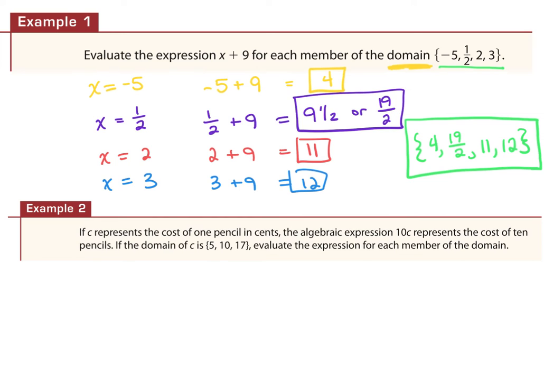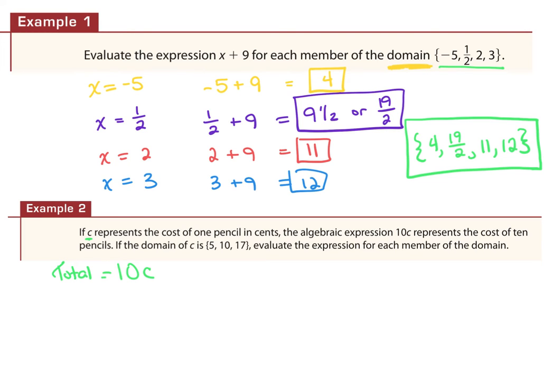So what they're saying is, okay, I have pencils. They cost C amount of cents. I want 10 of them. So my total cost then is going to be 10C. And now they want to give me the 3 types of pencils that I have. One costs 5 cents, one costs 10 cents, one costs 17 cents.